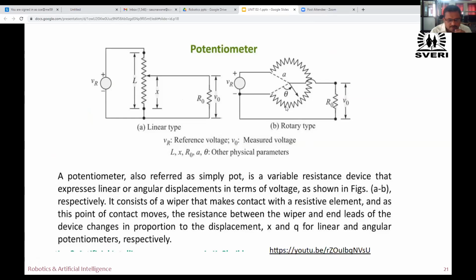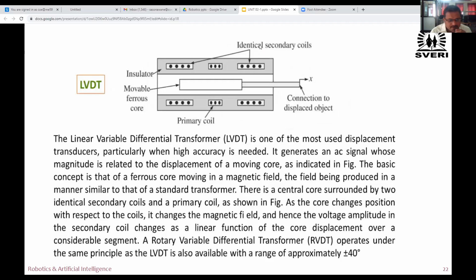Therefore, next is now LVDT, linear variable differential transformer. Now, the linear variable differential transformer name itself indicates that it is used to measure linear displacement because the word linear is there. And variable differential transformer, variable, why it is known as variable? Because here in this LVDT, it consists of two windings, primary coil and secondary coil.